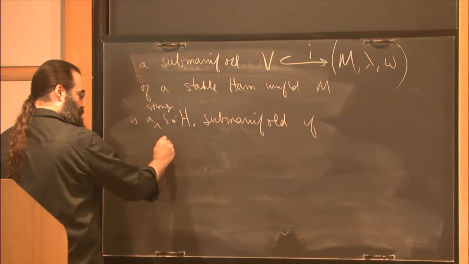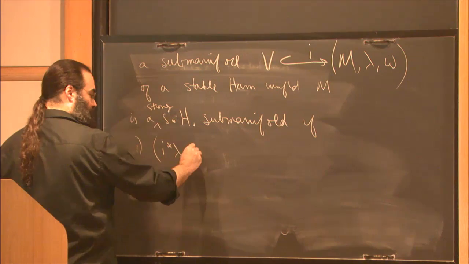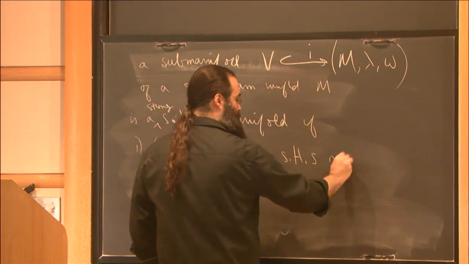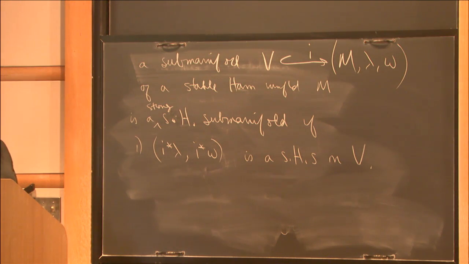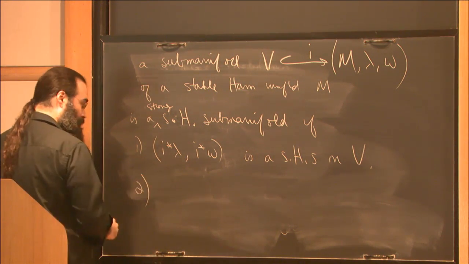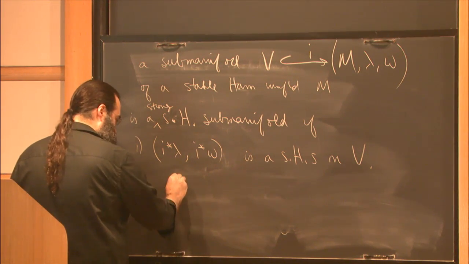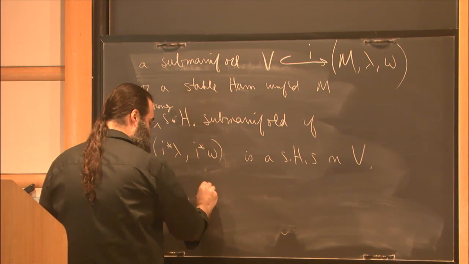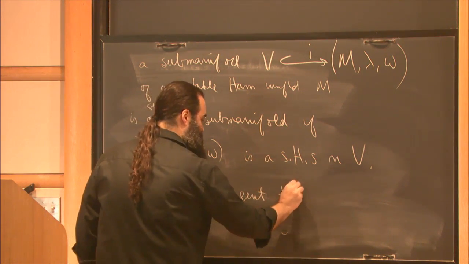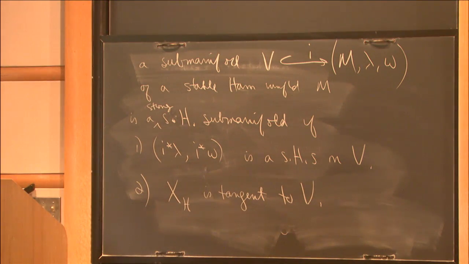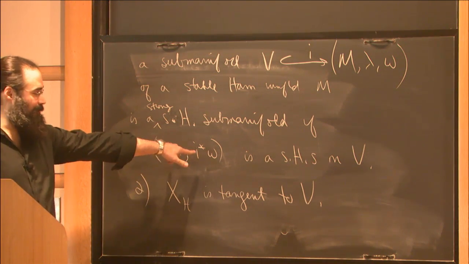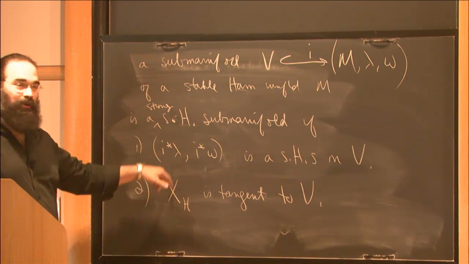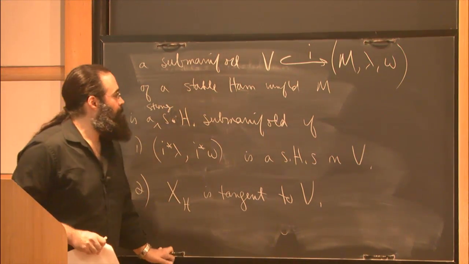If two conditions: the pullback of this 1-form and 2-form to V is a stable Hamiltonian structure on V. I think that's probably the correct thing to call a stable Hamiltonian submanifold. Strong would be that the Reeb vector field in the ambient manifold is tangent to V, so that V is invariant under its flow. In particular, this should imply that if it's a stable Hamiltonian structure on V, I get a Reeb vector field there, which of course is tangent to the submanifold, and those two things would agree under this condition. Okay?